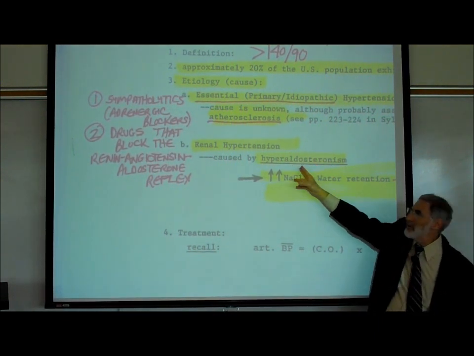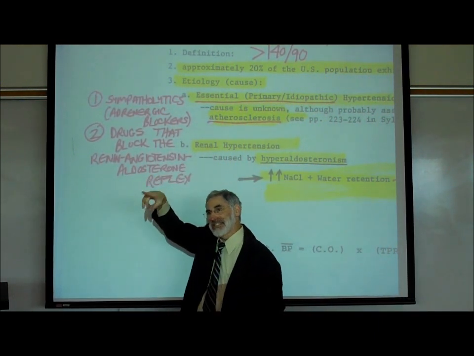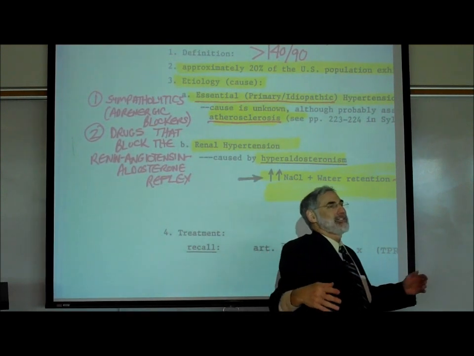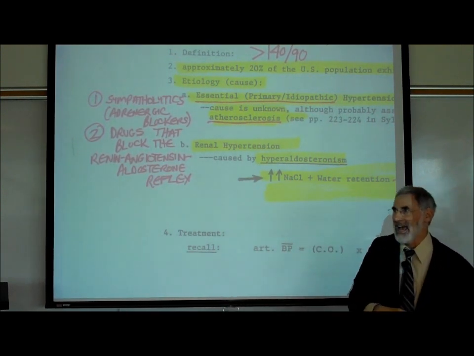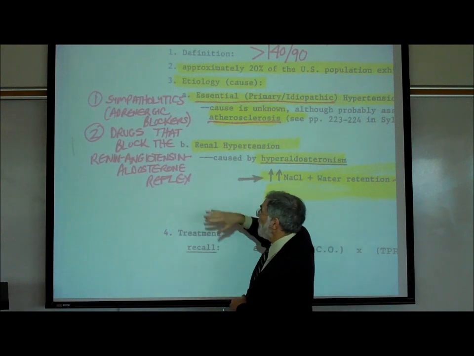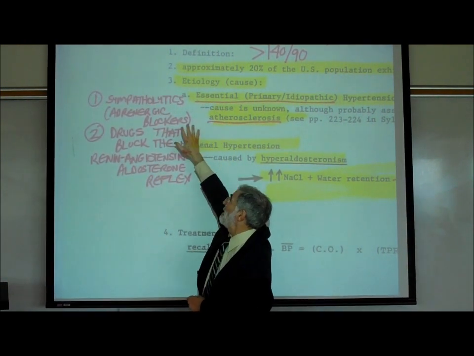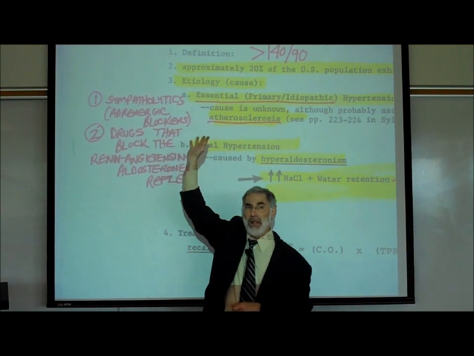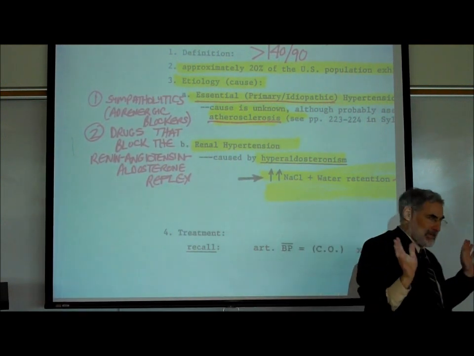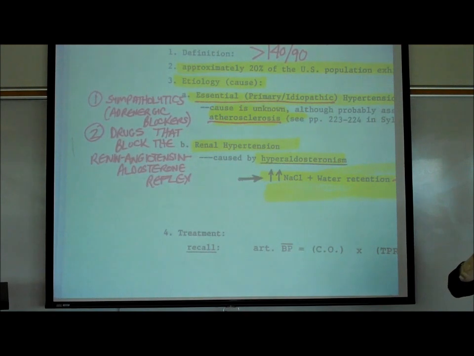Because that's the problem, is too much renin-angiotensin-aldosterone going on, so that certainly makes sense to reduce that. They do, however, use these drugs even for essential hypertension, but in general, they tend to use the beta blockers more for essential hypertension. But again, there's a combination.